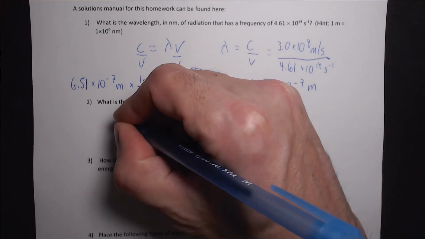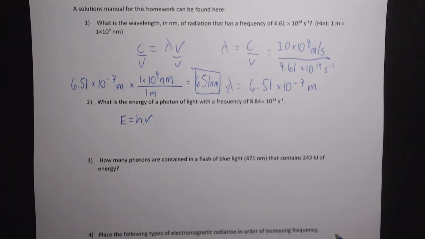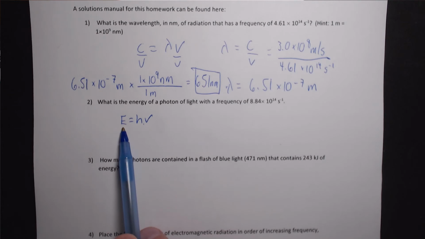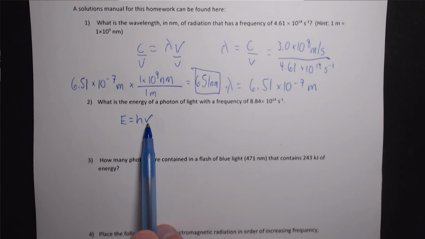Well, this we can do using E equals h nu. If you were going to convert between wavelength and energy, you'd use E equals hc over lambda. So in this case, E equals h nu. E is the energy of a single photon in joules. H is Planck's constant, 6.626 times 10 to the minus 34 joule seconds. And nu is the frequency in hertz.